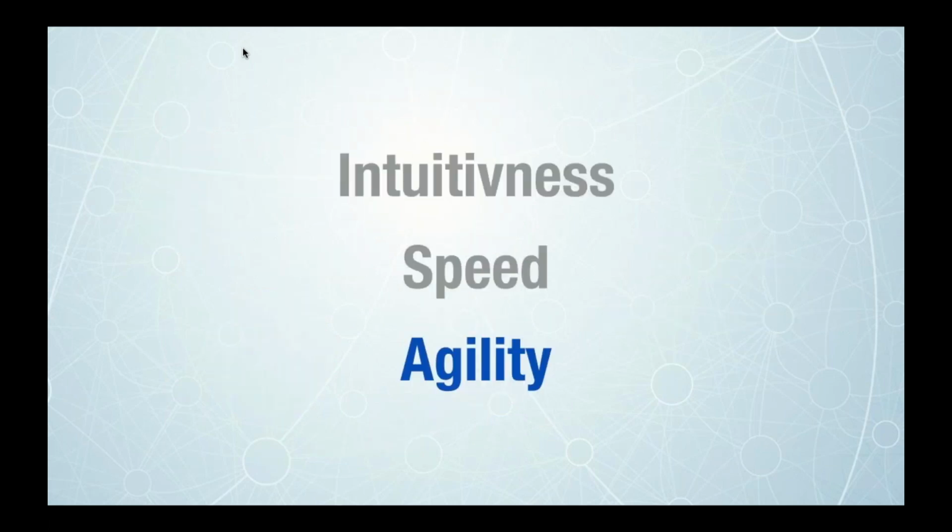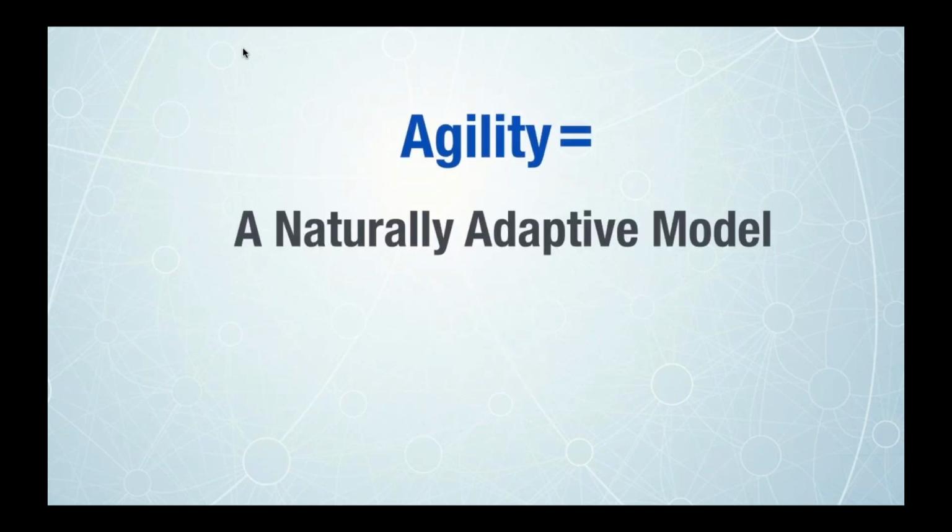Agility. So agility is about a naturally adaptive model. We say schema optional with Neo4j, and what that means is that you can add and remove these nodes and these relationships on the fly. And every node and relationship has a set of properties associated with them, which you can also add and remove on the fly. So it's adaptive.